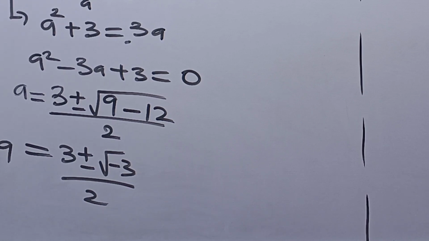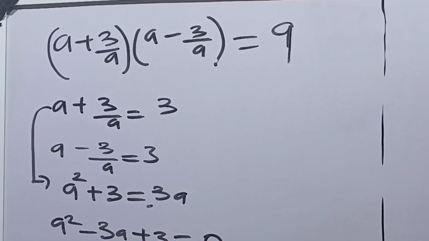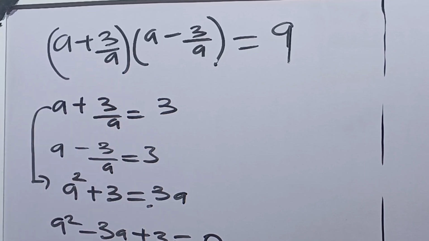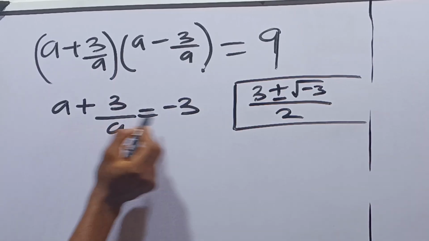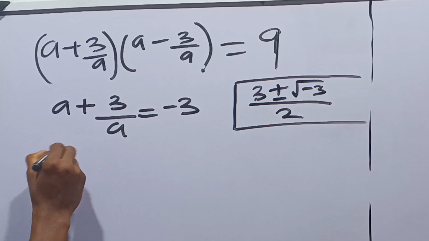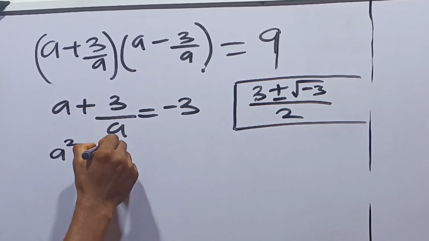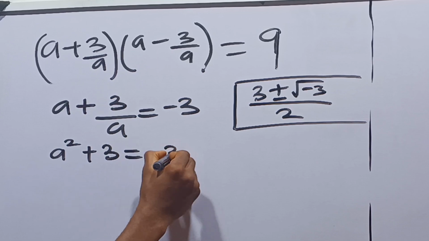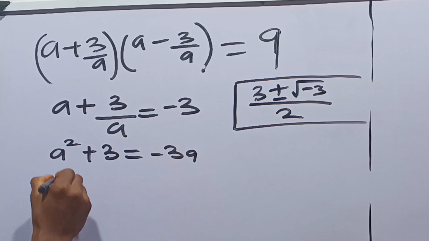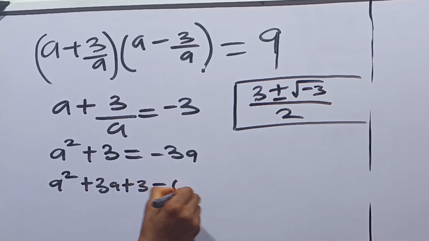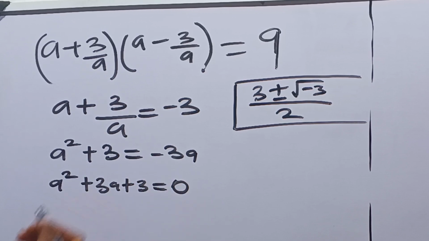Alright. Now in the same vein, we can check if this is true by equating this as well to negative 3. Okay, let's do that now. So when we equate this to be equal to negative 3, we have a times a is a squared plus 3 over a times a is 3 is equal to negative 3a. Crossing over, we have a squared plus 3a plus 3 is equal to 0. Now let's solve this quadratic equation together.